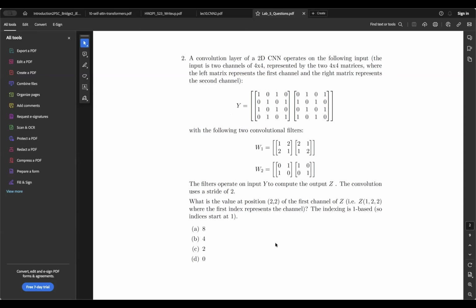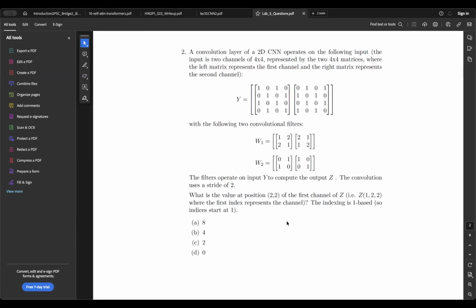So has anyone managed to work out the answer here? Anyone got the answer? I see one in the chat, but I'm wondering whether anyone physically present has the answer. I calculated 4. Okay. Could you explain how you came up with it?